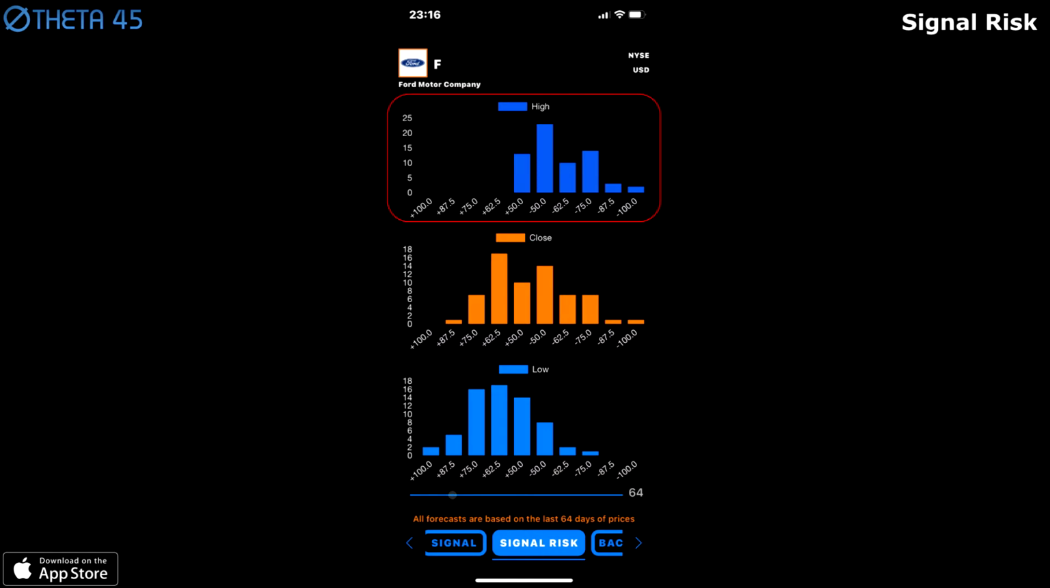You also want to trade a stock where the high histogram is heavily skewed to the sell side on the right, and where the low histogram is heavily skewed to the buy side on the left.